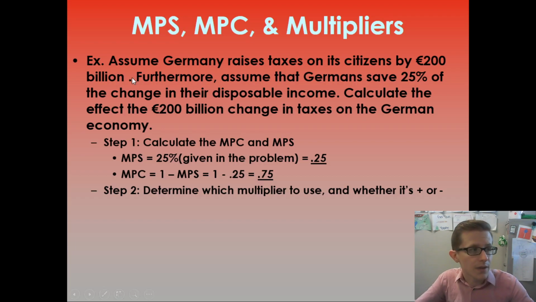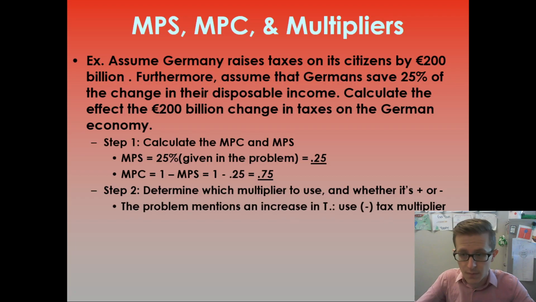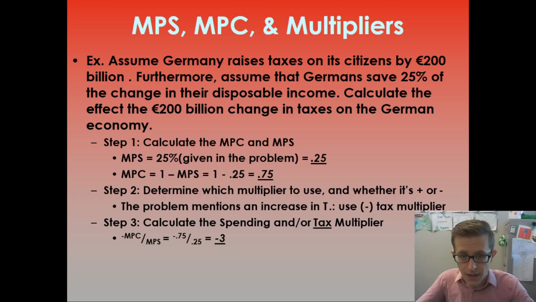In this case, reading through the question, it says that they're raising taxes. So first off, we're going to use the tax multiplier. And since they're raising taxes, and this isn't a tax cut, it's going to end up being negative. So you use a negative tax multiplier, which this time I promise is negative MPC divided by MPS. In this case, it'd be negative 0.75 divided by 0.25, giving you negative 3. And again, this is where it's important to distinguish the tax and the spending multiplier. If this was 1 divided by 0.25, that'd be, well, negative 4.